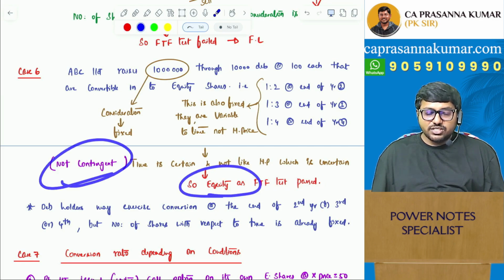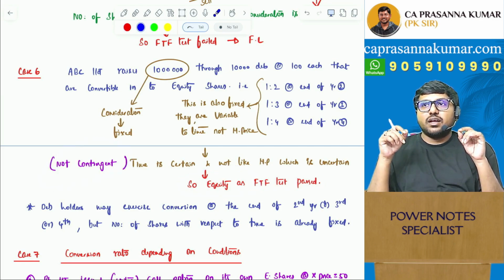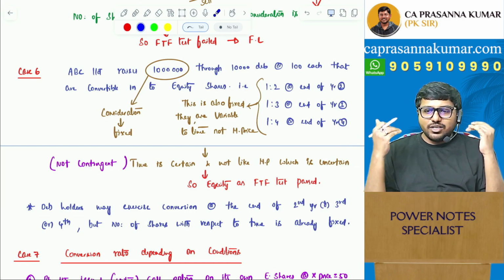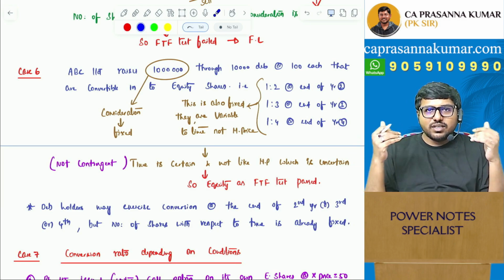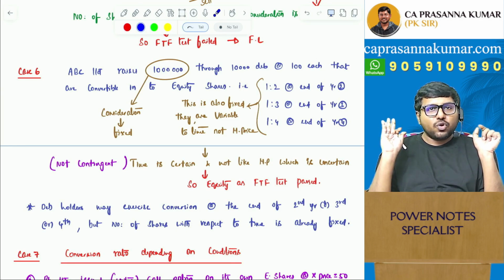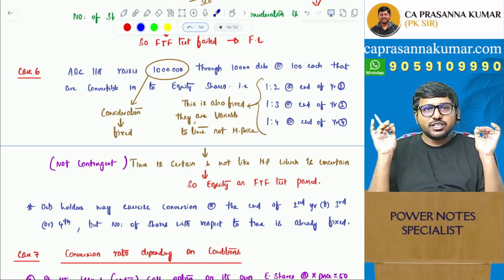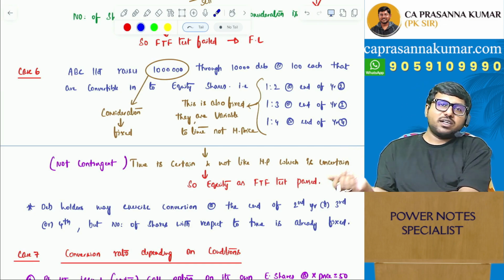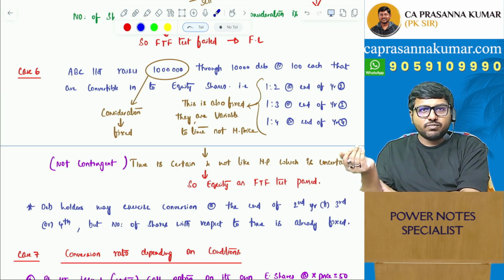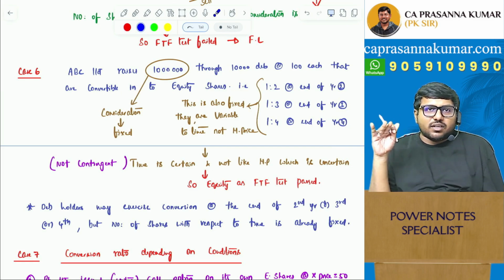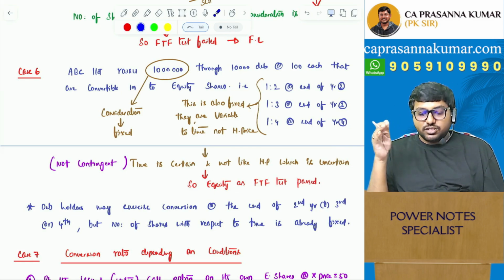This is not contingent. We are not trying to say, because time is certain to happen. Year 2 will come for sure. Try to get to the logic. Year 2 will come for sure, no matter what. Year 3 will come for sure, no matter what. Year 4 will come for sure, no matter what. This is not a contingent issue. I'm not saying if war happens, then I'll give so many shares. If war doesn't happen, I'll give you so many shares. You understand the point I'm trying to say? So that is a contingent issue. Then things are different. I'm not talking about contingency over here. This is not a contingent thing.